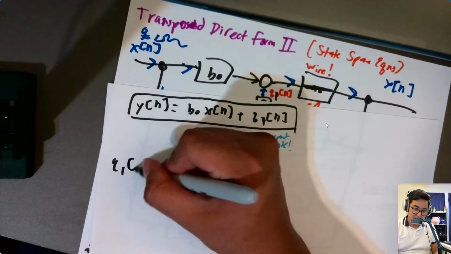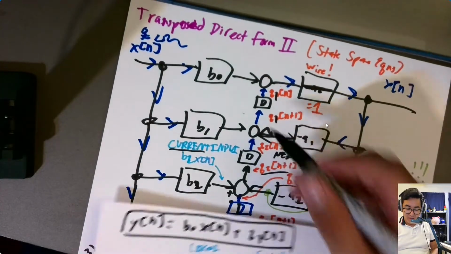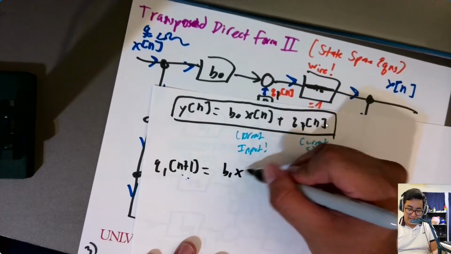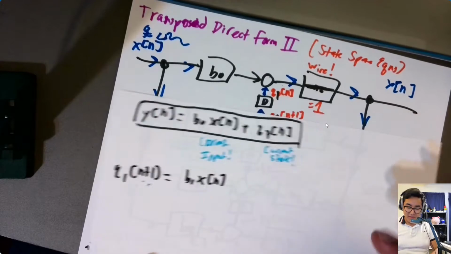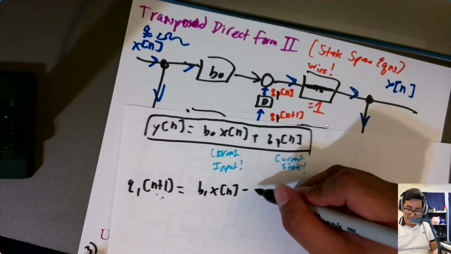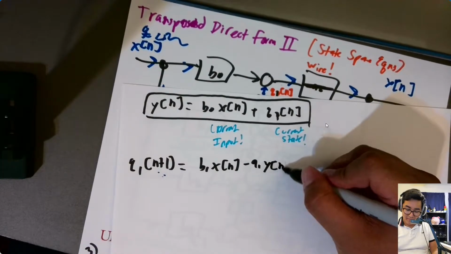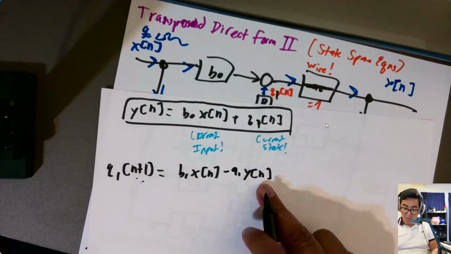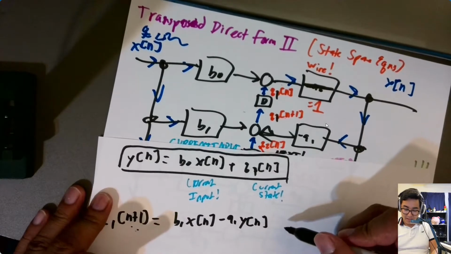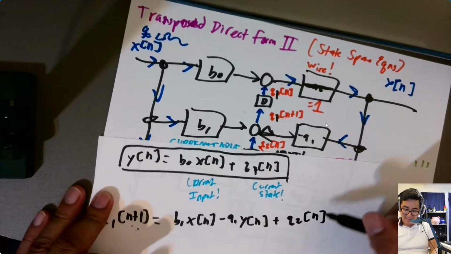Q of 1 of n plus 1, which is equal to, well, we're taking a current input. Let's put b of 1 x of n. So we're done with the inputs. Minus a of 1 y of n. Okay, current output, which is a little flag we have to raise. And then plus q of 2 of n. There we go.